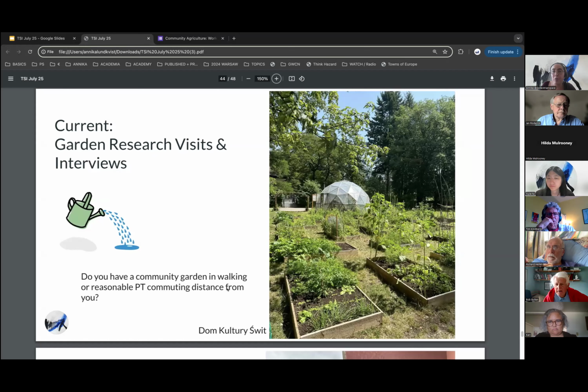And so building on my research, also I'm launching my first garden research visits. I've already launched that with a visit to this particular garden. It's attached to a gorgeous, huge old building, which is right here, one of the first cultural centers in Warsaw, one of the oldest. And they have this fantastic community garden there. This is clear across the city for me, many, many districts away. But it does play a role in my research, asking, do you have a community garden in walking or reasonable public transit commuting distance from you? Again, this question is on the survey form as well.